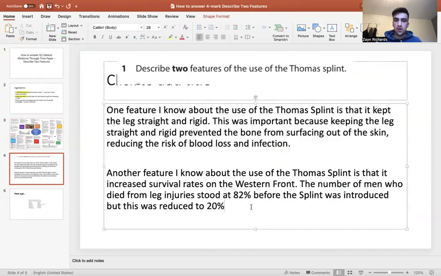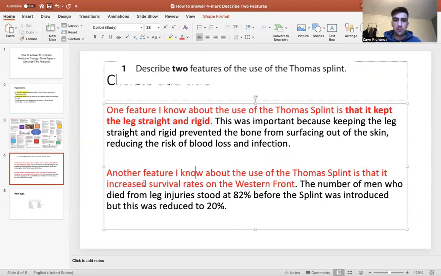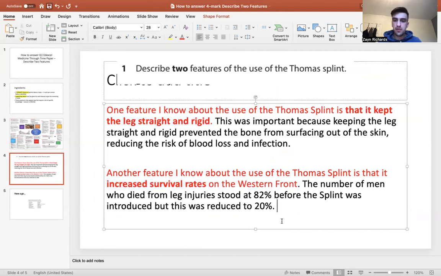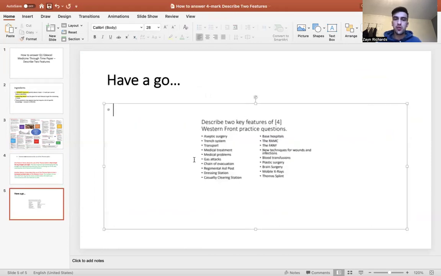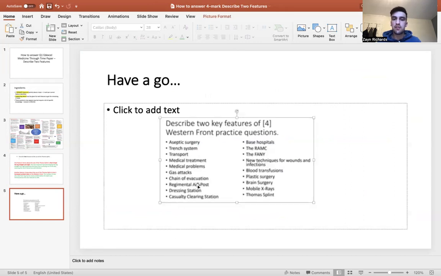Cool. Okay. So really simply, my features are in red. So specifically, I'll put in bold the key parts. So that bit and that bit. And then my bit in green is my extra detail. So I hope that was helpful. Hope that's clear. And why don't you guys have a go at planning these?